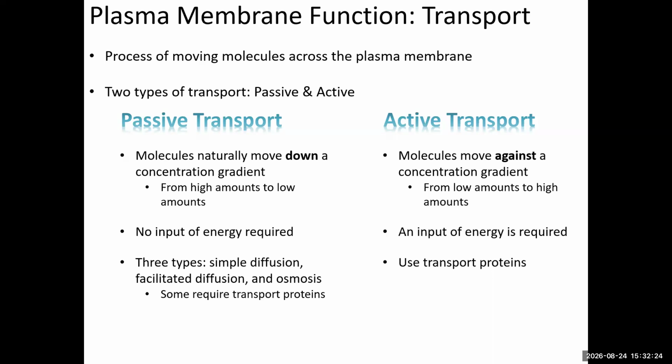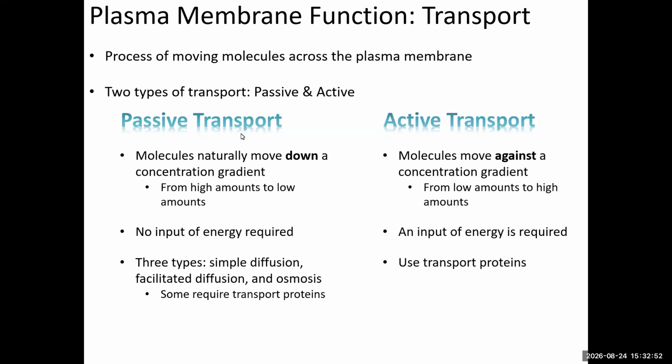So remember that the plasma membrane, because of those amphipathic phospholipids, forms a hydrophobic barrier. So a lot of things can't cross really easily, but some things can. And so, what we're going to talk about is how these molecules are transported from one side to the other. When it comes to transport, we have two different types, passive transport and active transport.